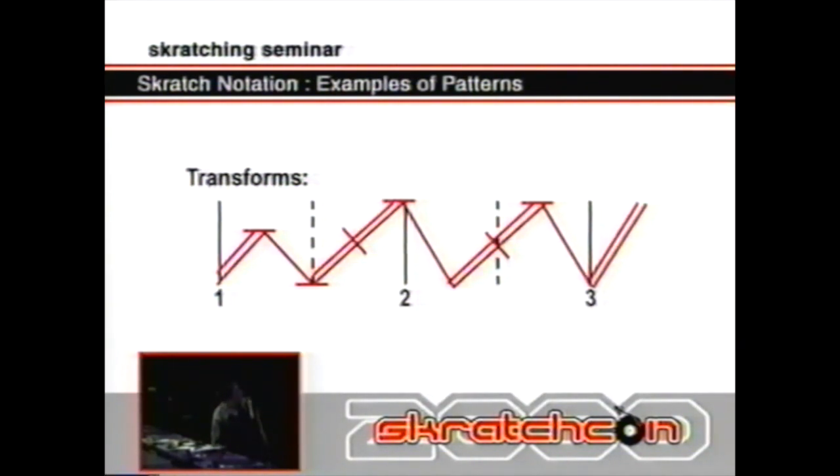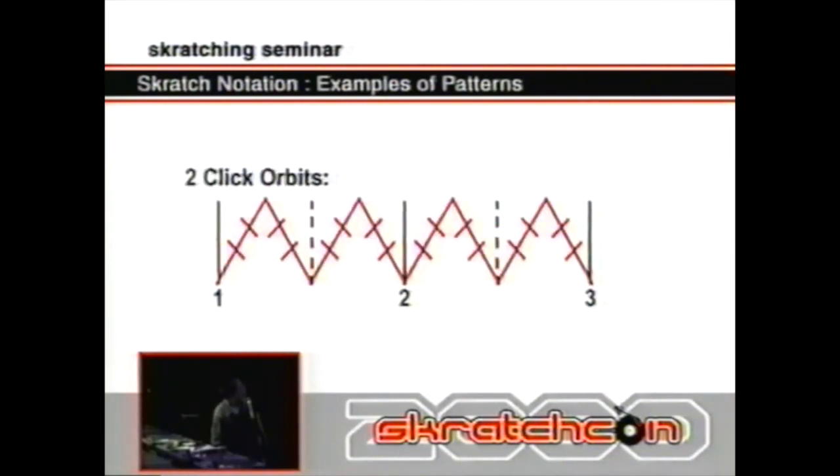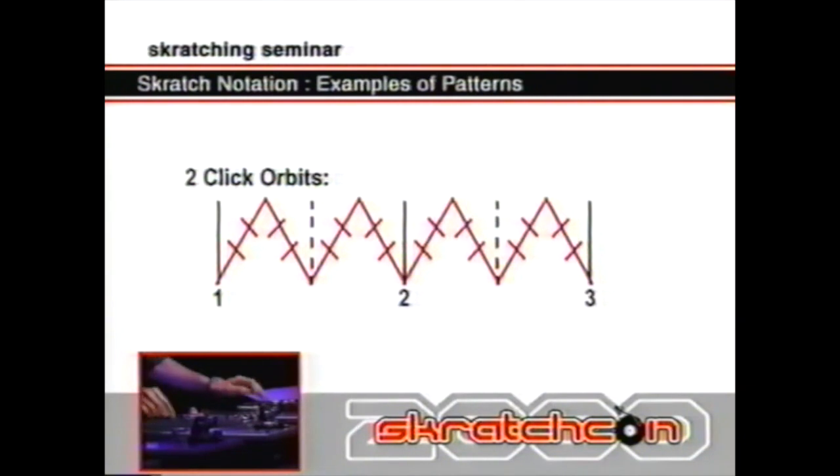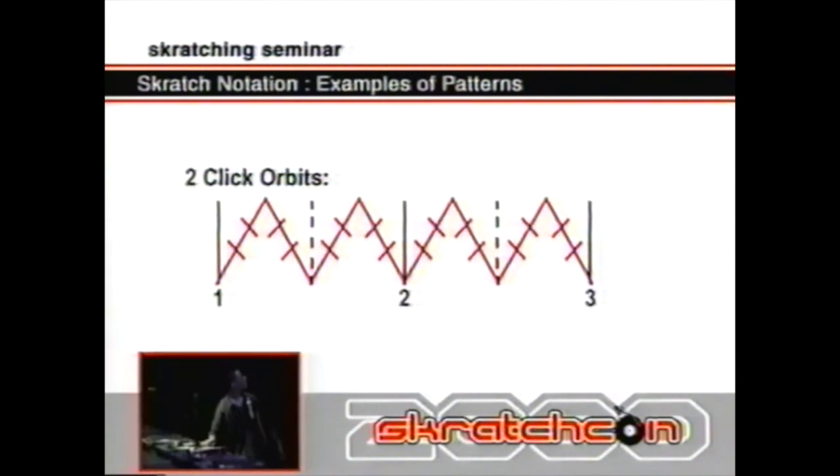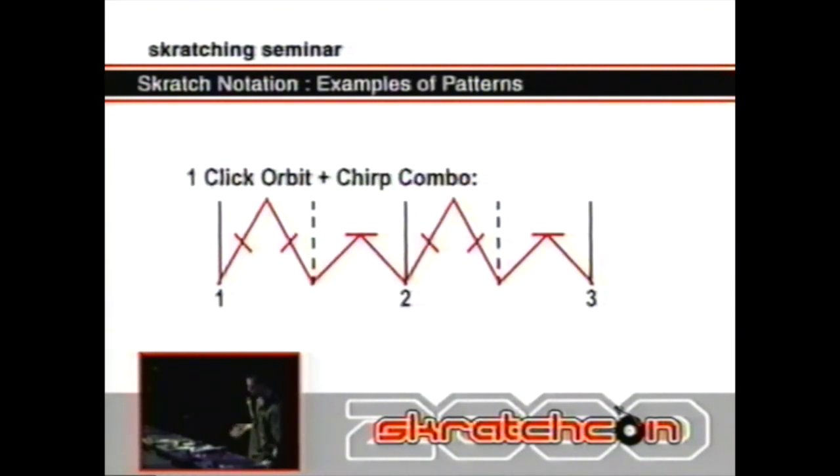For the transforms, the one that I drew, I have my double line because I'm releasing the record, and then every transform on the fader is marked as a slash on the line, as I said before. 2-click orbits, like this. The one-click plus chirp combo that D-Styles invented, as Kubert was saying earlier, this one here. I find it's also a lot easier to explain to people when I draw it like this.